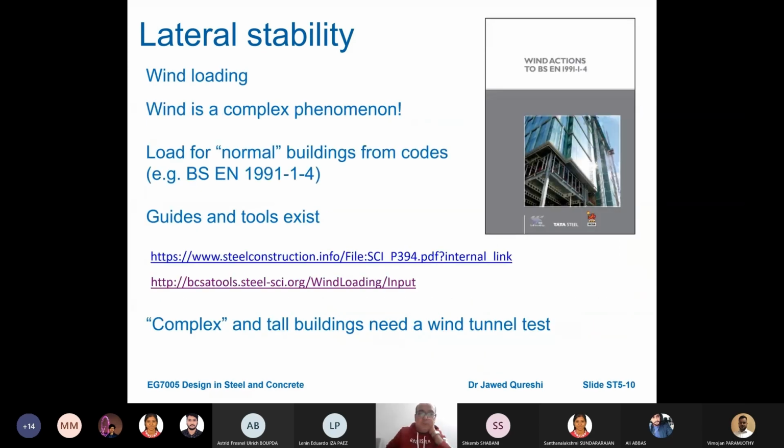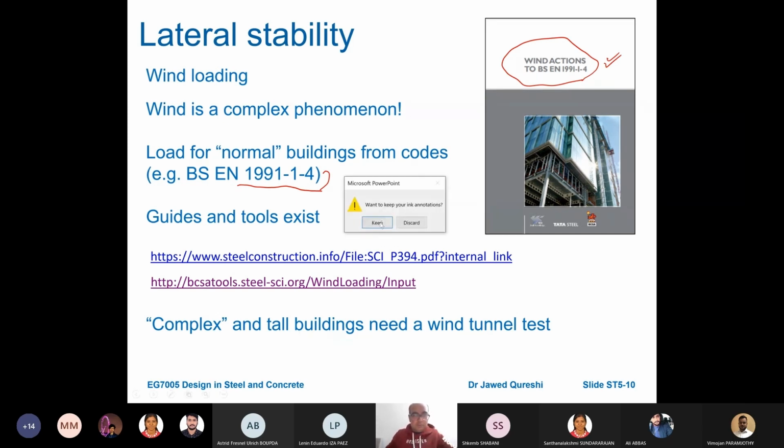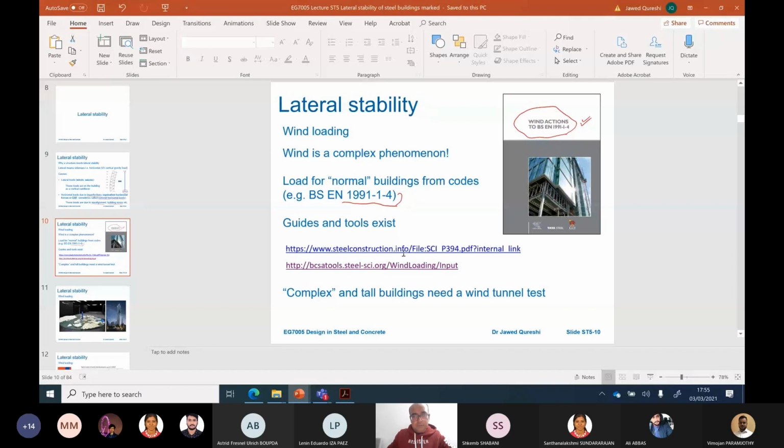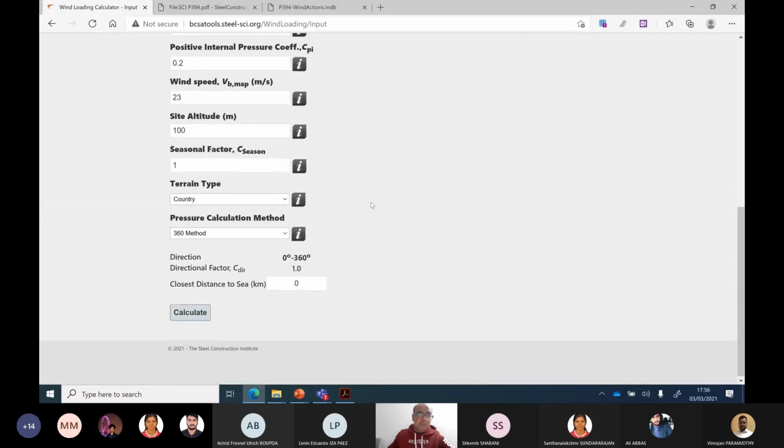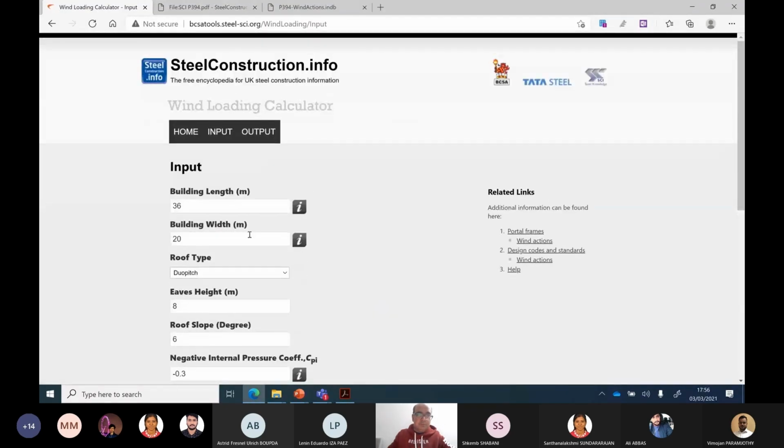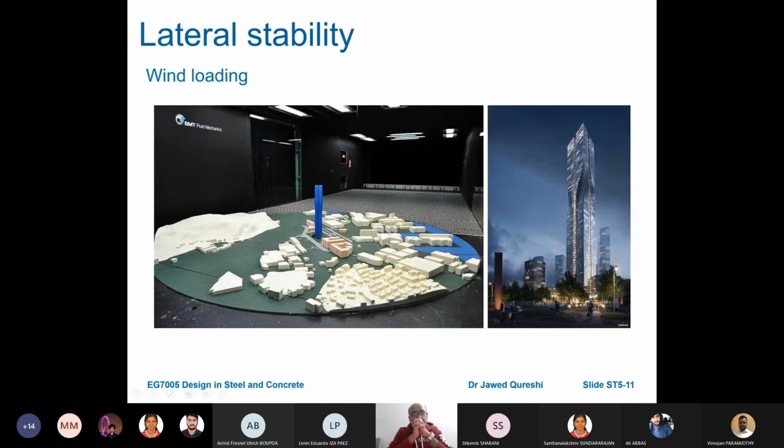And then wind loading. Wind loading is certainly a very difficult and complex phenomenon. For normal buildings, we use BS EN 1991-1-4. So we use Eurocode 1. And what guidelines do we use? We can use these tools. So if you click on these tools, you will be able to see this wind loading calculator by using these different parameters. If you have very tall buildings, then normally you use wind tunnel tests.